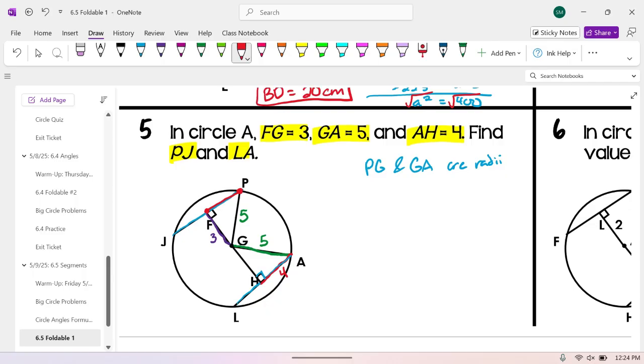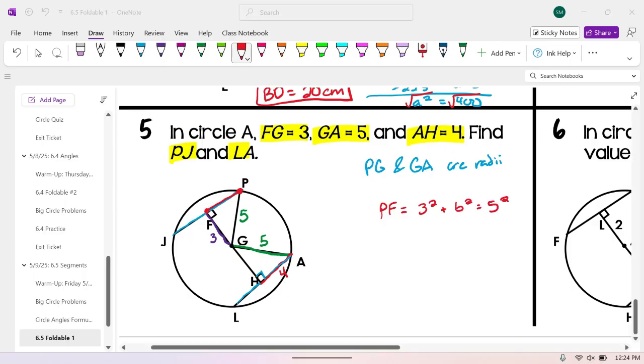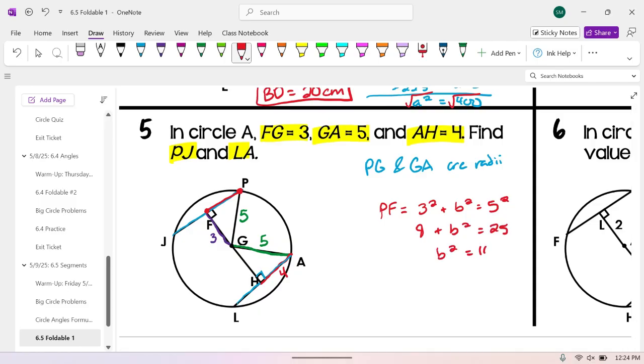Pythagorean theorem. All right. So if I do PF, that's equal to 3 squared plus b squared, which is 5 squared. So this would be 9 plus b squared equals 25. Subtract the 9, I get b squared is equal to 16. Square root it. B is equal to 4. So PF is equal to 4.